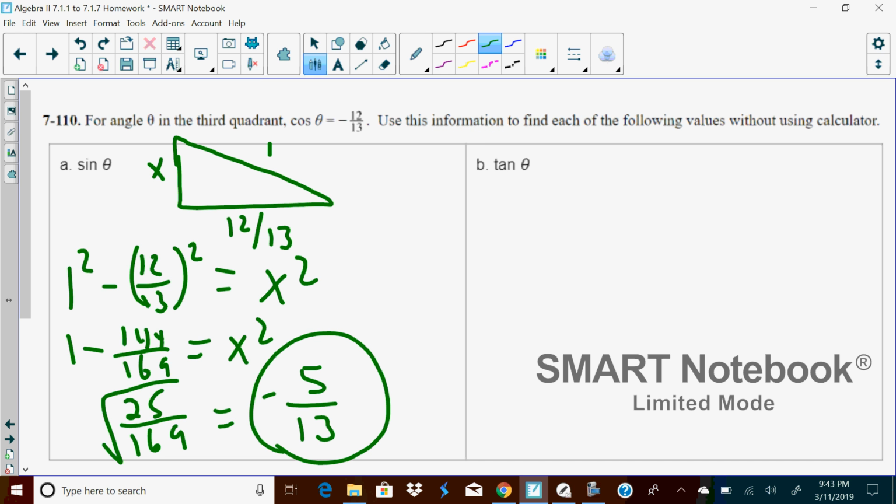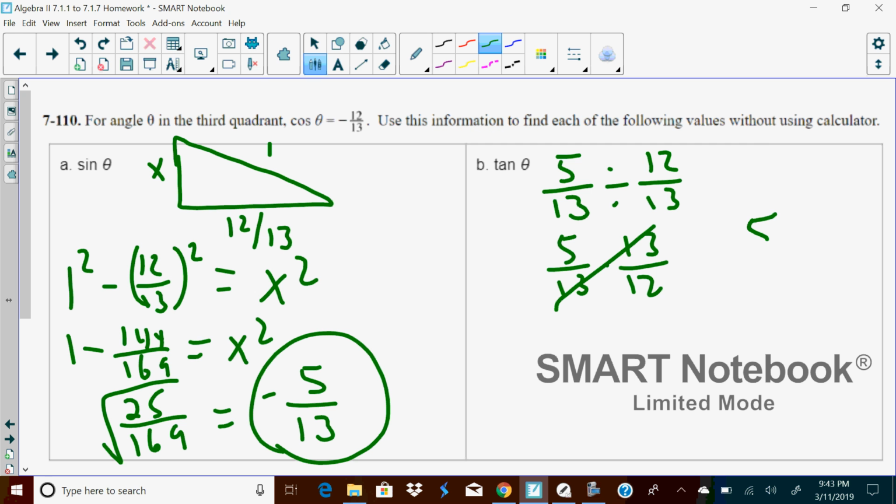So then tangent, I'm going to do sine, or 5 over 13, divided by 12 over 13. They're both negative, but a negative divided by a negative is going to be positive. So I do 5 over 13 times 13 over 12. Those cancel out, and I get 5 over 12.